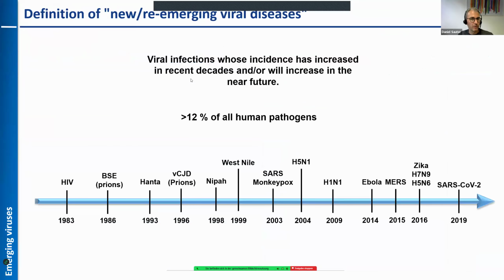As I mentioned initially, we have to define the term emerging viral diseases or re-emerging viral diseases. The WHO says that emerging viral diseases are viral infections whose incidence has increased in recent decades and/or will increase in the near future. That's pretty trivial maybe, but what's important to know is that we can consider more than 10% of all human pathogens as emerging pathogens. And that does not only include viruses, but also other pathogens.